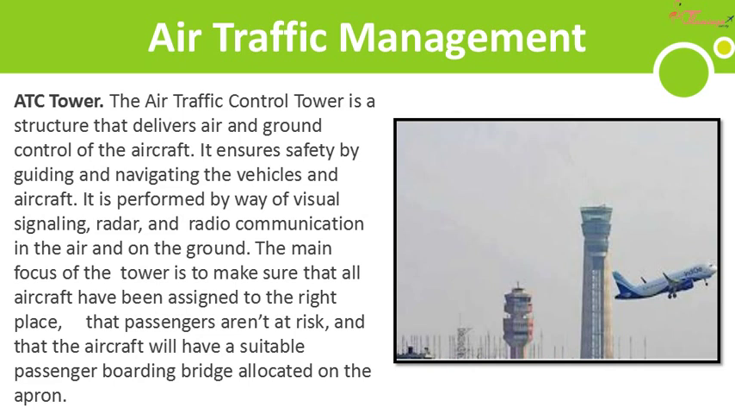ATC Tower. The Air Traffic Control Tower is a structure that delivers air and ground control of the aircraft. It ensures safety by guiding and navigating the vehicles and aircraft. It is performed by way of visual signaling, radar, and radio communication in the air and on the ground. The main focus of the tower is to make sure that all aircraft have been assigned to the right place, that passengers aren't at risk, and that the aircraft will have a suitable passenger boarding bridge allocated on the apron.